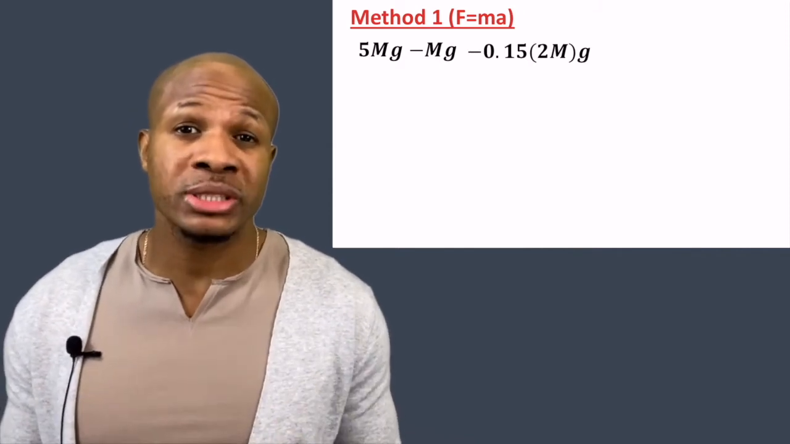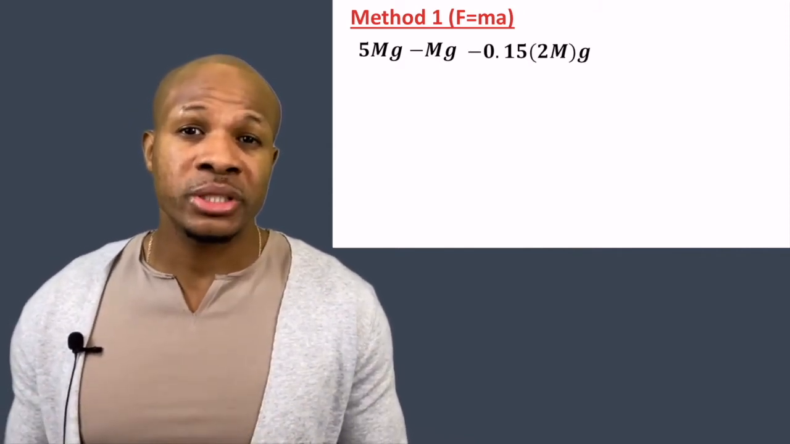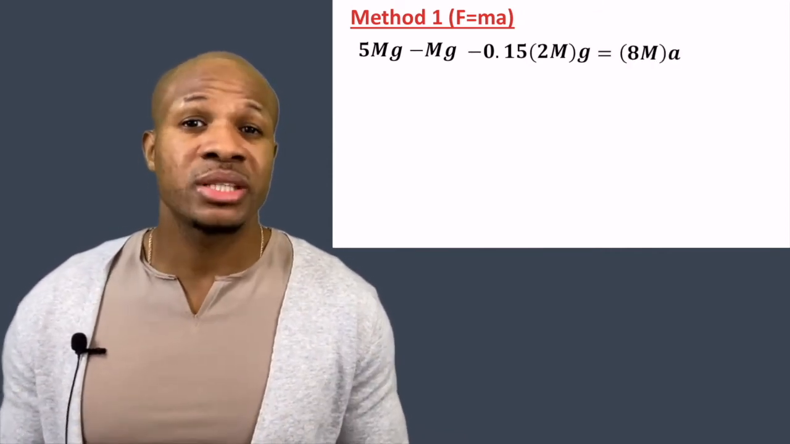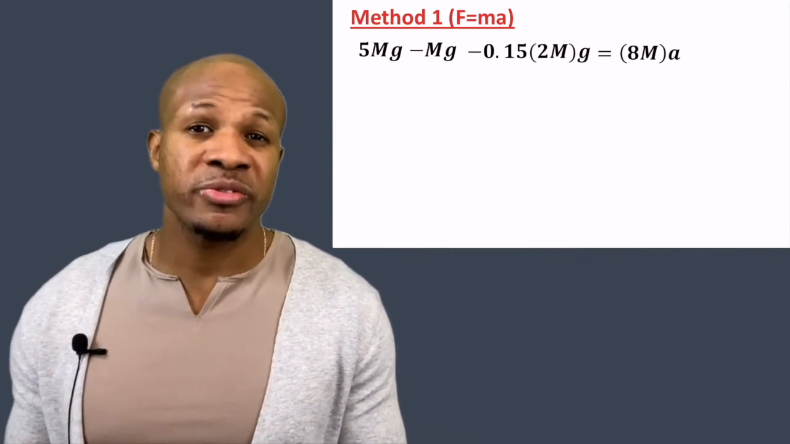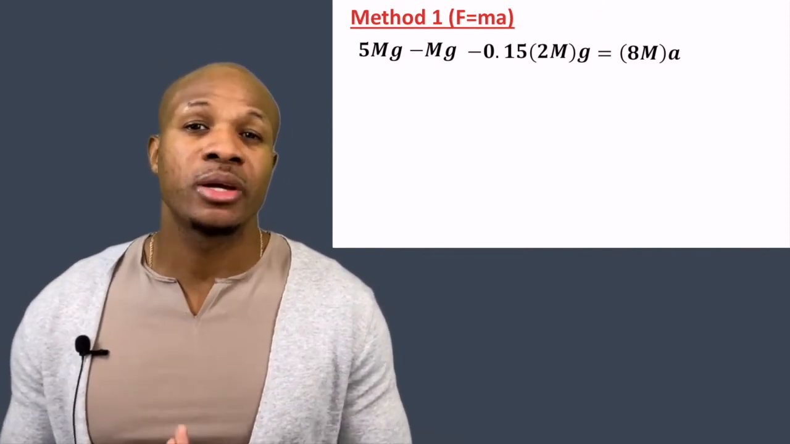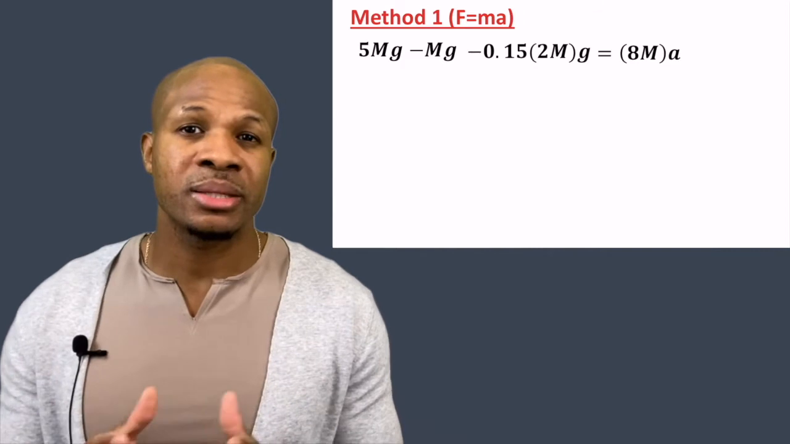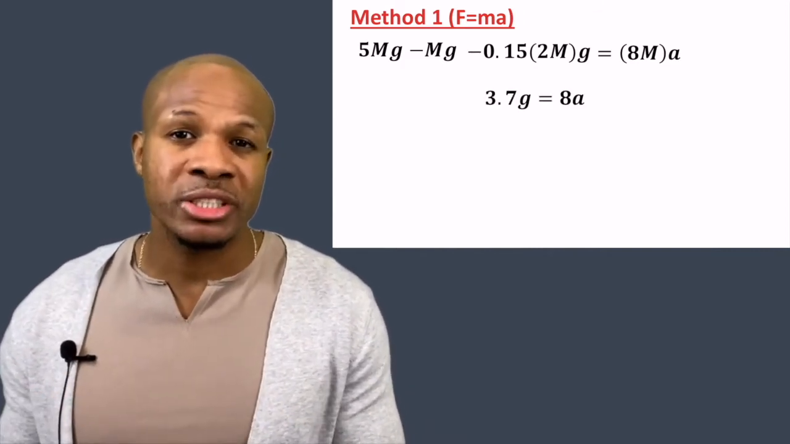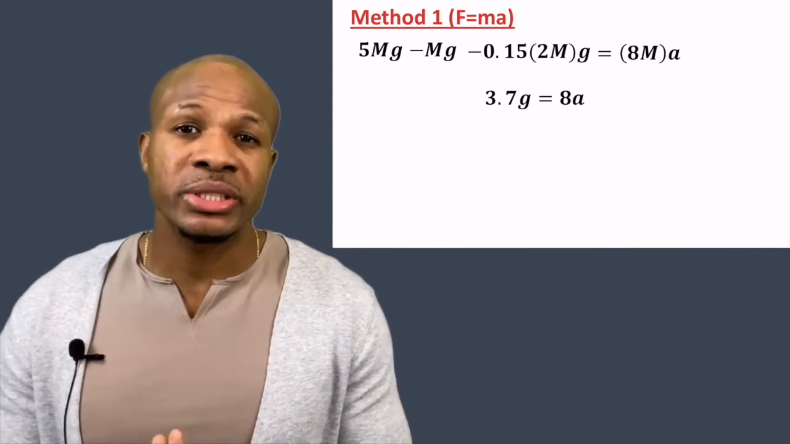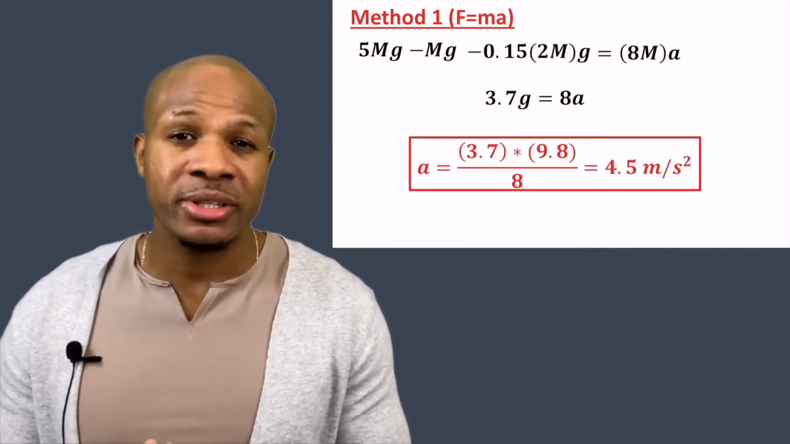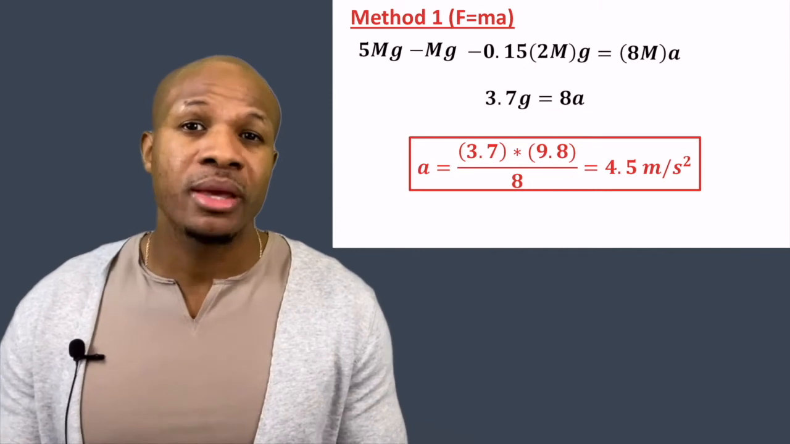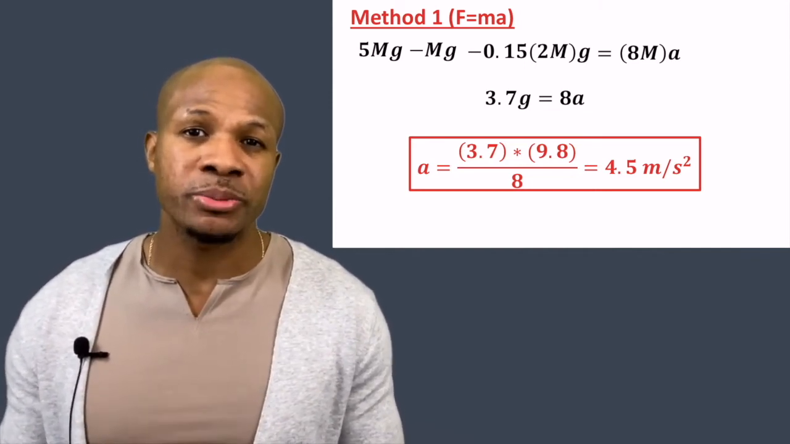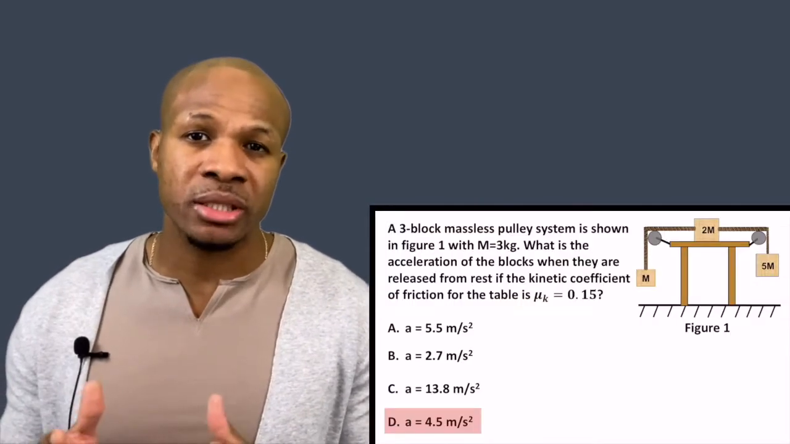So we have the total forces acting on our system, and the net force is going to be equal to ma, right? And ma is the mass of our system times the acceleration of our system. So the sum of these forces will be equal to 8ma, which is the total mass times acceleration of the system. And now all we have to do is solve for a. We get 3.7g equals 8a. The acceleration is going to be equal to 3.7 times g, which is 9.8, divided by 8, and that is going to give us a total of 4.5 meters per second squared. And that is going to be the acceleration of the system.